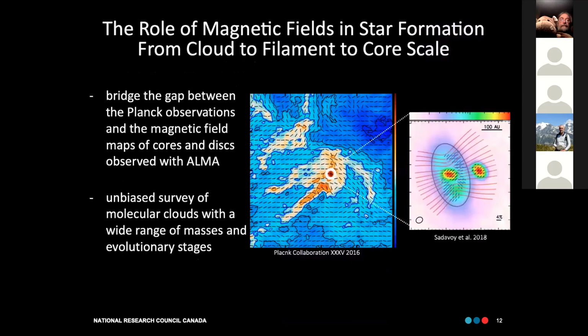So FYST observations will fill the gap that currently exists between the all-sky, large-scale but lower resolution Planck observations and small regions, high resolution ALMA observations. And with these, we'll be able to have an unbiased survey of molecular clouds with a wide range of masses and evolutionary stages.